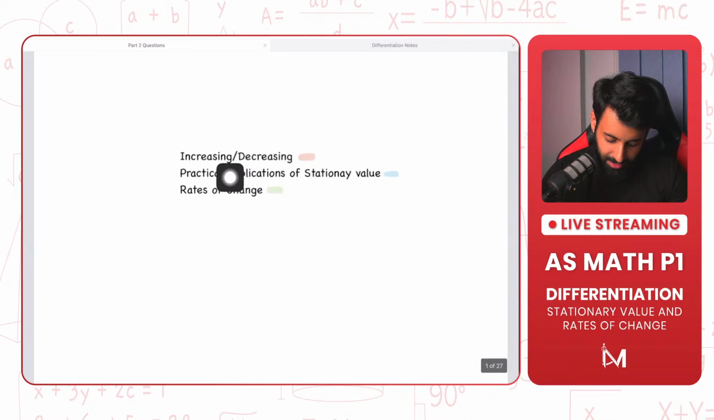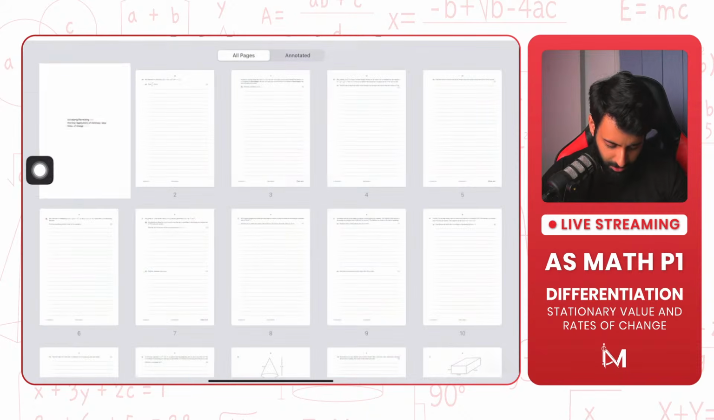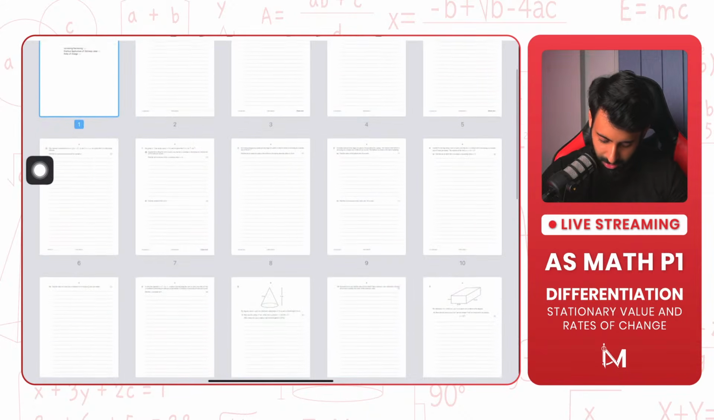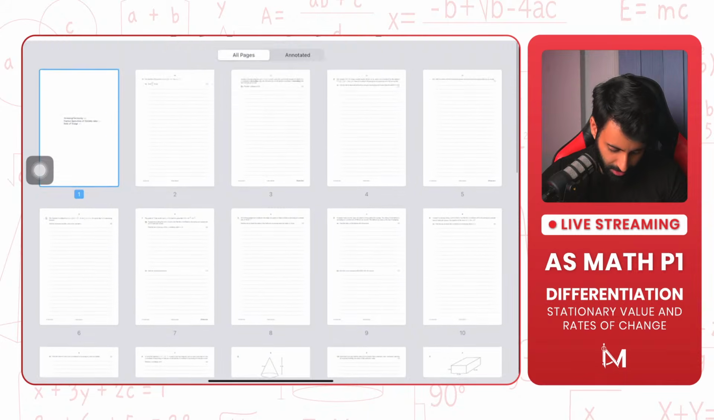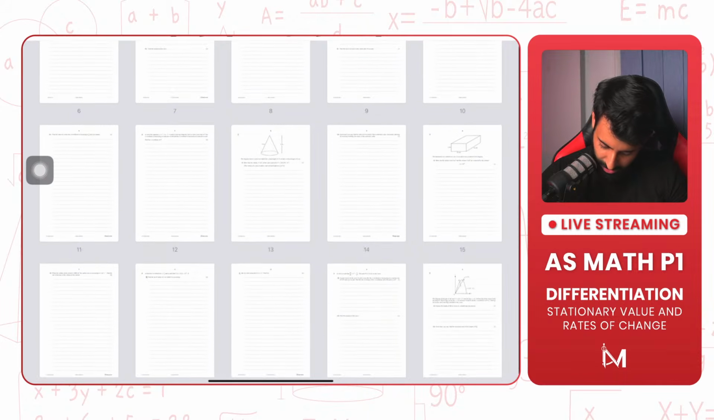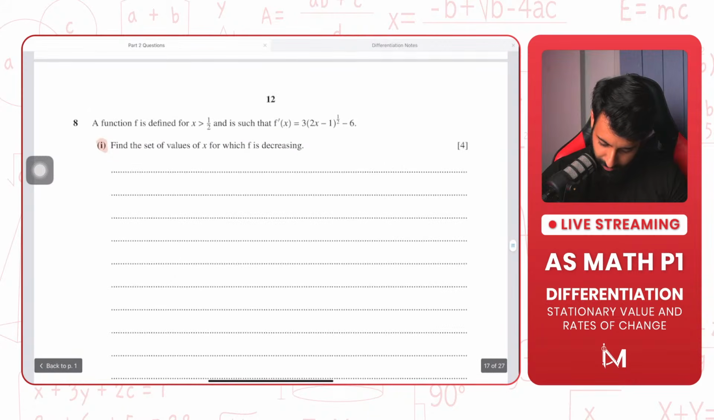Now, I've highlighted the three types of questions that we will be doing. So here we have increasing, decreasing. Okay, so that's what we're going to do first. So let's do a few past paper questions of increasing and decreasing functions. So we'll start off with perhaps a relatively easier question.